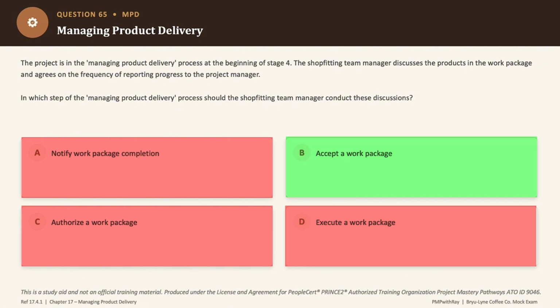Accept a work package is exactly where the project manager and the team manager mutually agree on what is to be delivered, what is reasonable to get delivered, the reporting requirements, the constraints, the help needed, and everything happens before actually any work on that work package starts, okay? And that is precisely this conversation that is happening here. So the correct answer is option B.